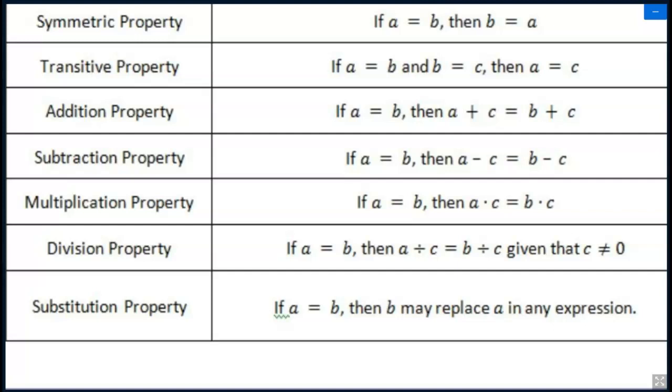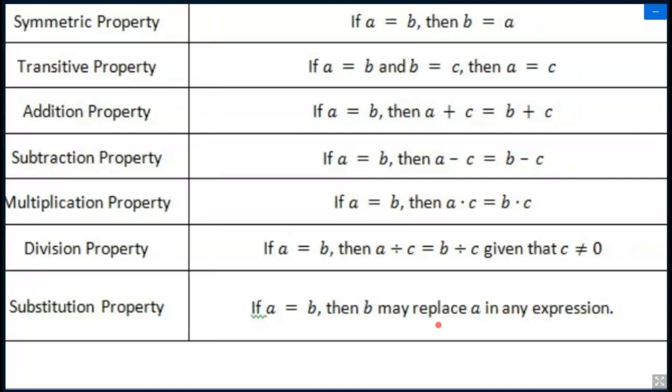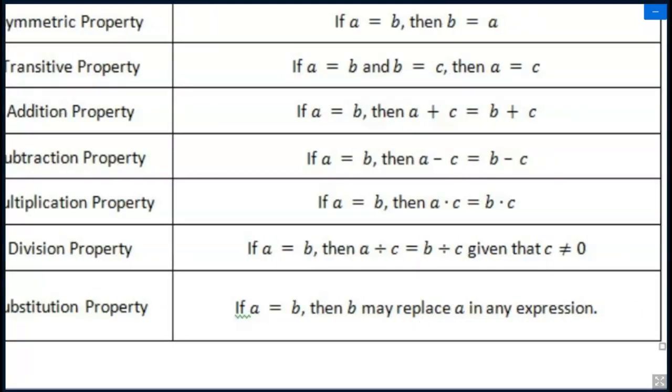And then we have the substitution property. Basically, substitution says if A is equal to B, then B can replace A in the expression. And that's what we did a couple of days ago when you were told X equals 3. And then instead of having the problem like X squared plus 2Y equals 7, you plugged in a 3 for your X squared.